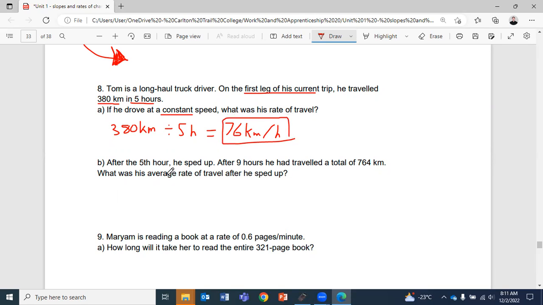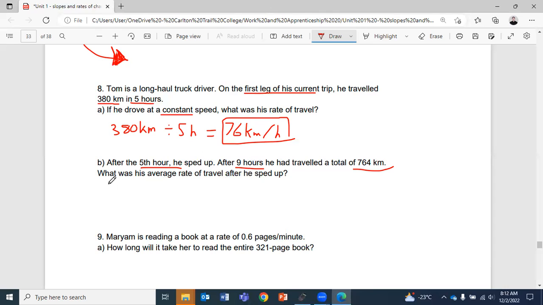After the 5th hour of his trip, he sped up. After 9 hours, he traveled a total of 764 kilometers. So after the 5th hour, he sped up. He went a total of 9 hours, and he drove 764 kilometers. Okay. So I know that in 5 hours, he drove 380 kilometers, but he sped up. I don't know how much he sped up by.